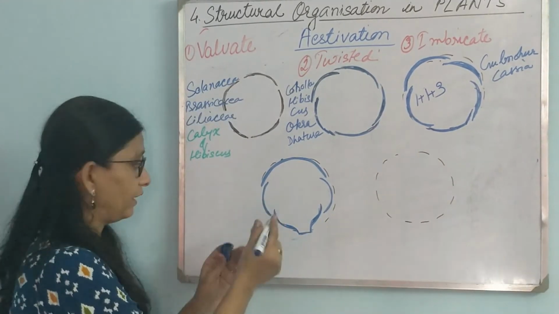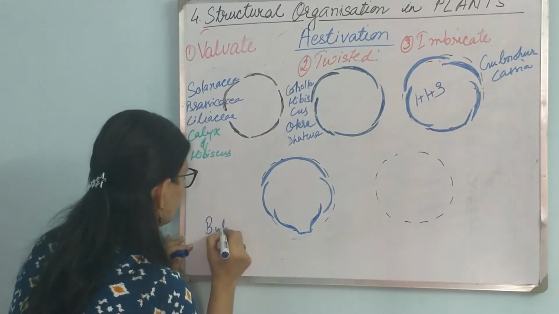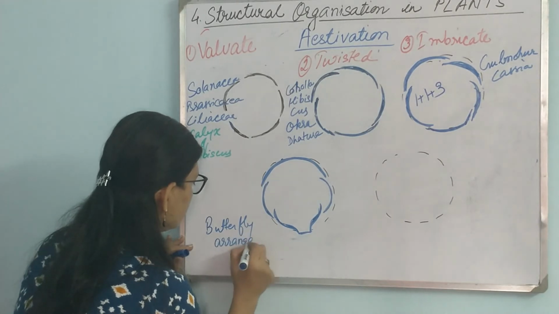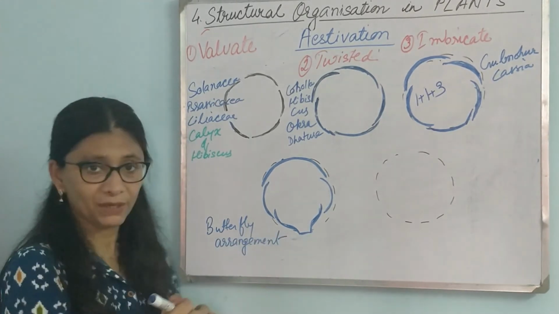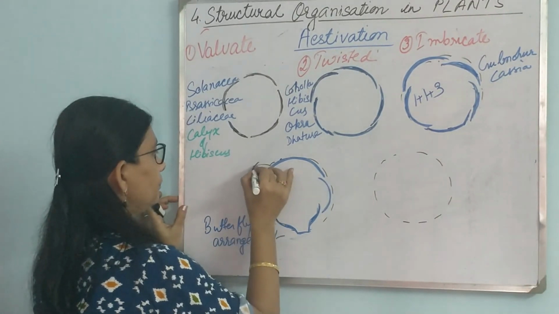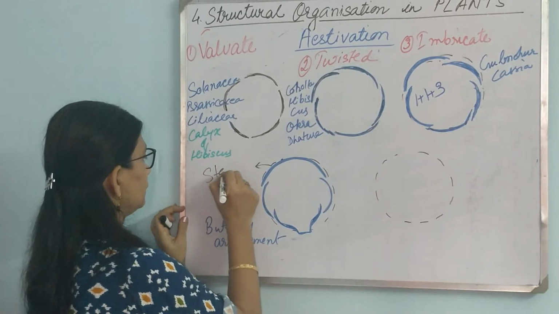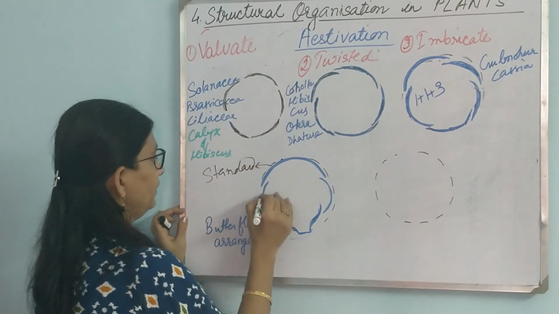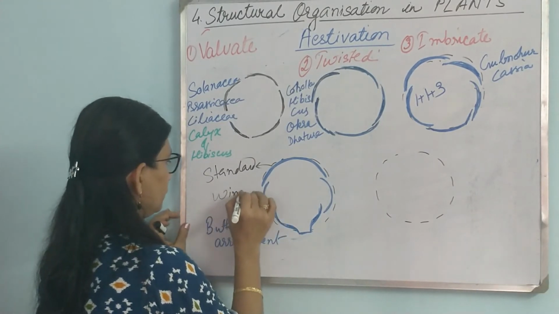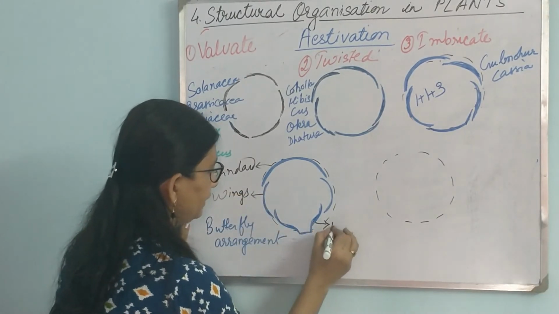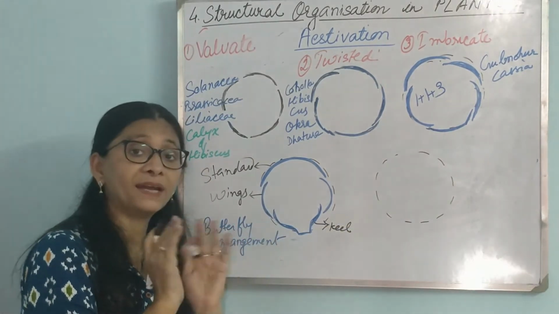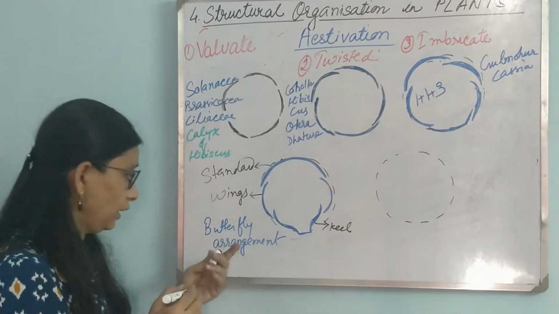So this kind of arrangement is known as butterfly arrangement. Butterfly arrangement, where the outside one, the big petal, is known as standard. Then the smaller inside two petals are known as wings. And this one is known as keel. So it gives a peculiar butterfly kind of look, and it is known as butterfly arrangement.